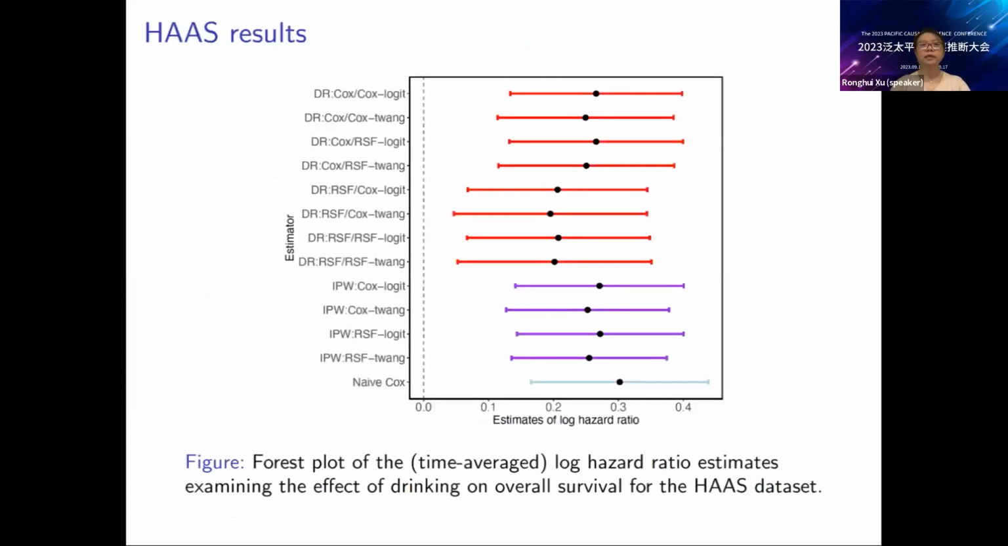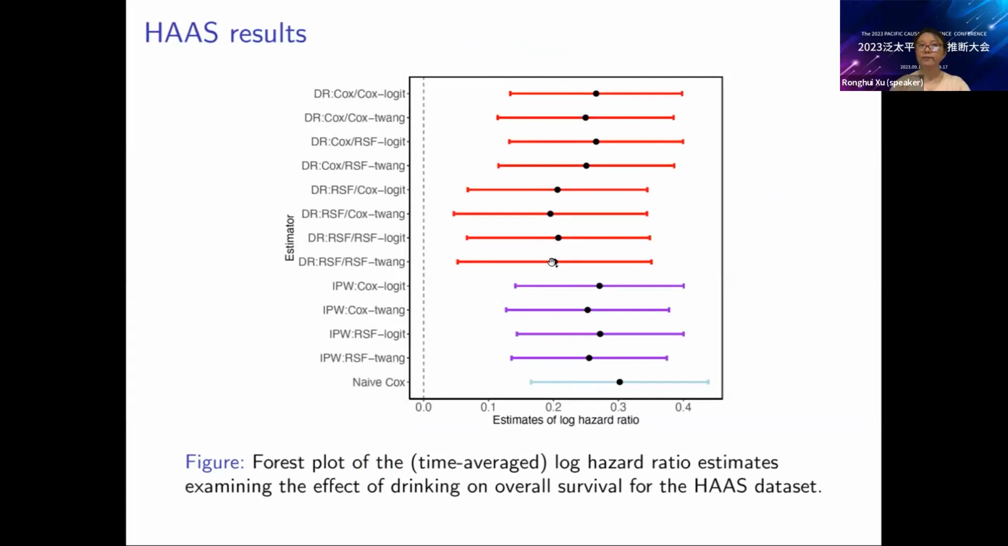And here are the different estimators. So first of all, you can see the naive Cox estimate is relatively large. Then you have the IPW estimators using different nuisance estimates. And then you have different augmented IPW estimators, as I mentioned before, using parametric, semi-parametric, or machine learners.